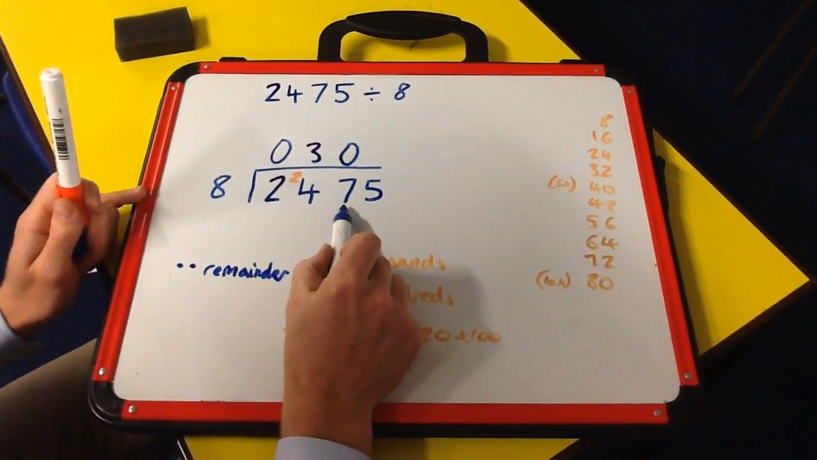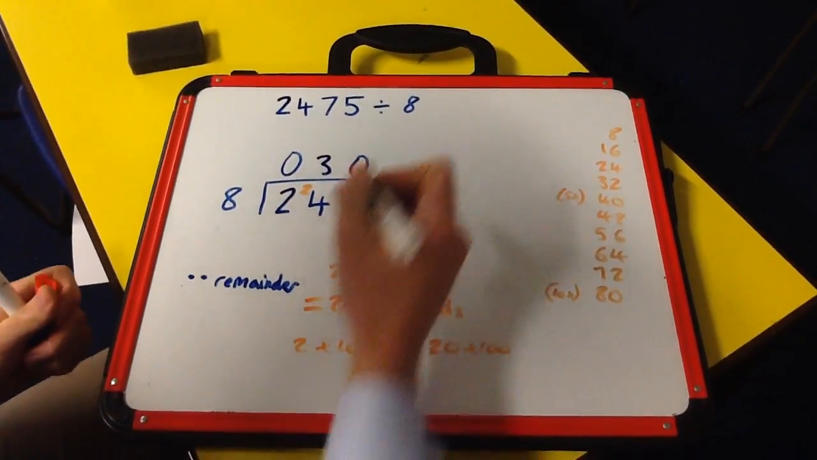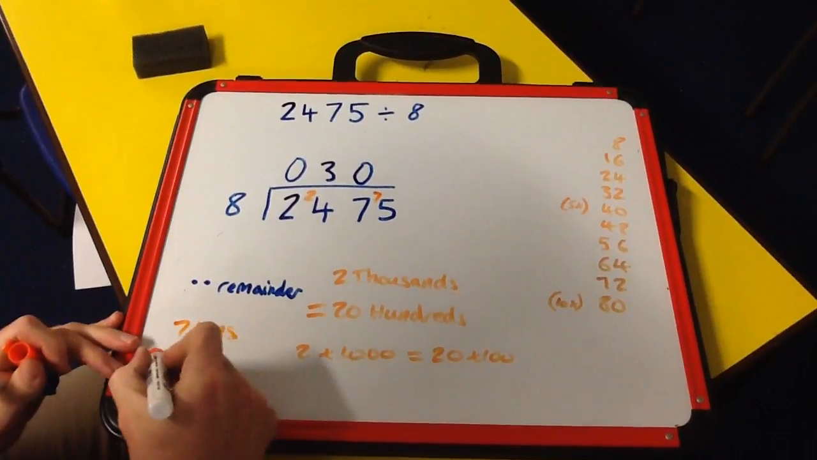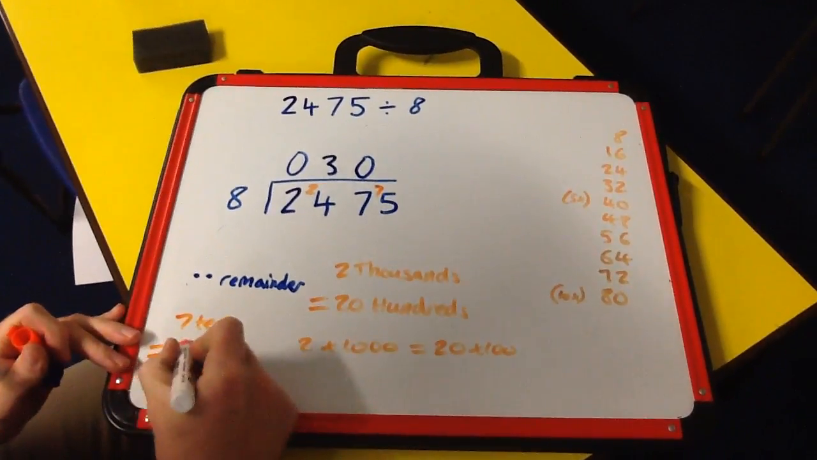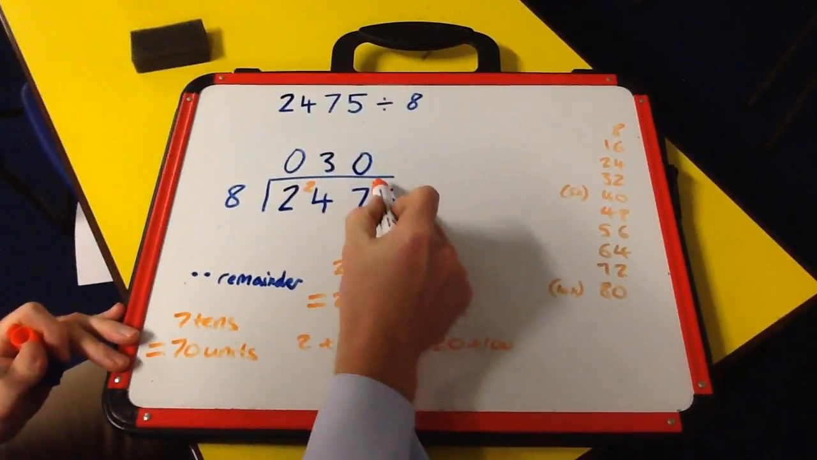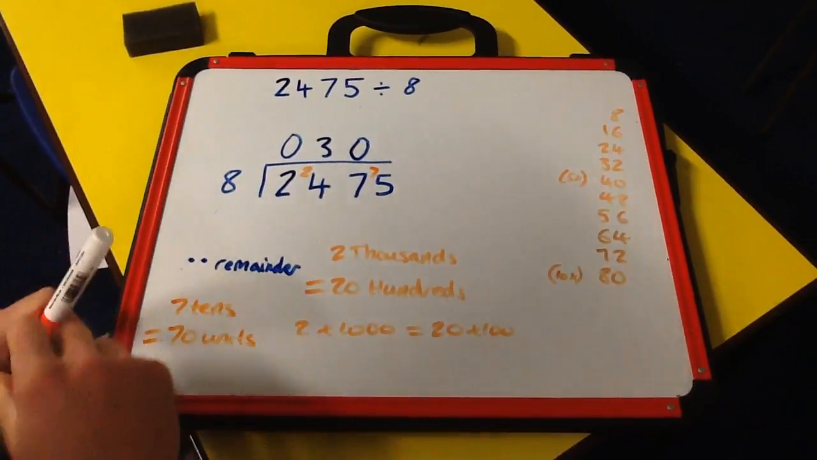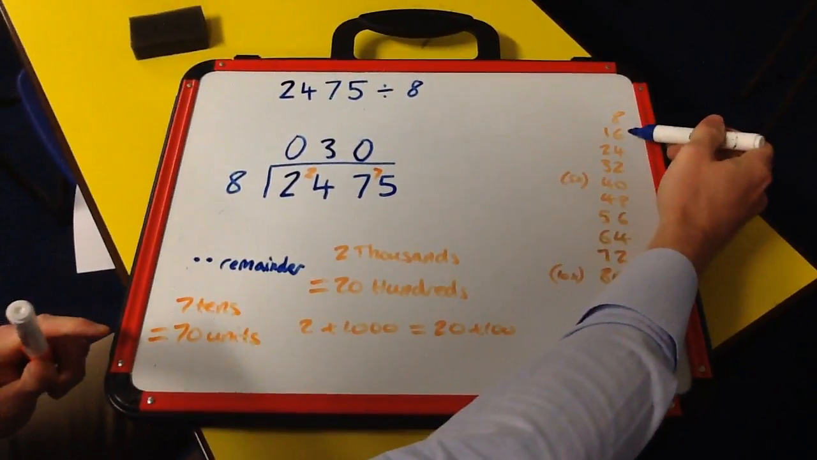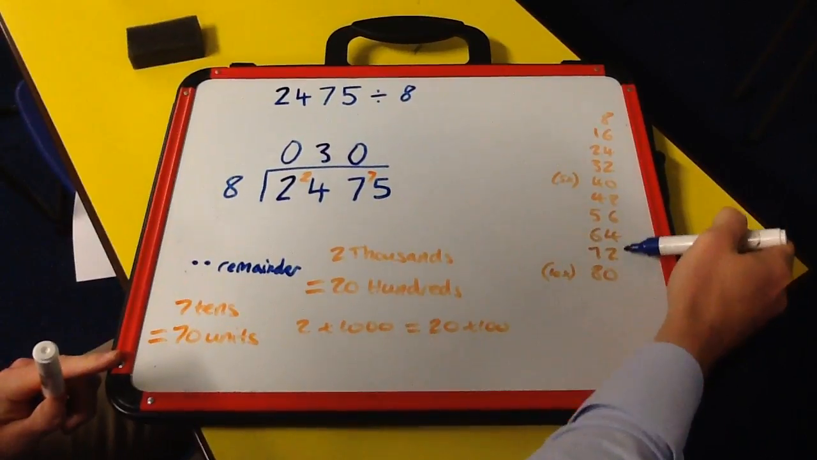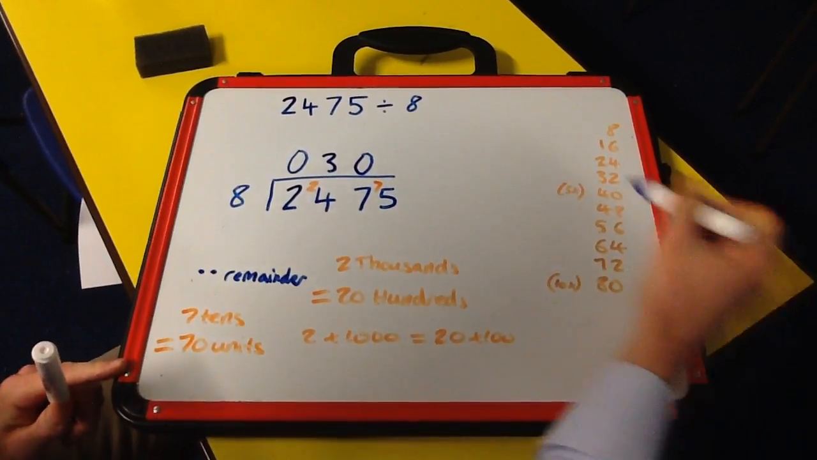So we put that 7 there, and again, what's actually happening is we've got 7 10s, and we're converting that into 70 units. We already had 5 units, so in total we've got 75. How many 8s go into 75? 1, 2, 3, 4, 5, 6, 7, 8, 9, and we can't get 10 because we don't have 80, we've got 75, so it's 9.